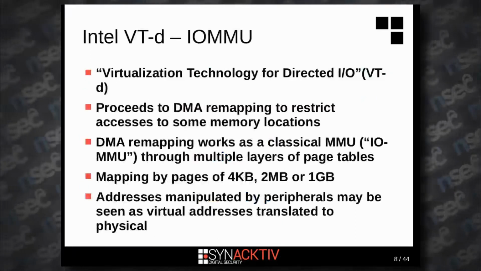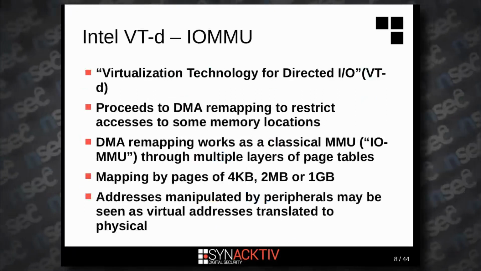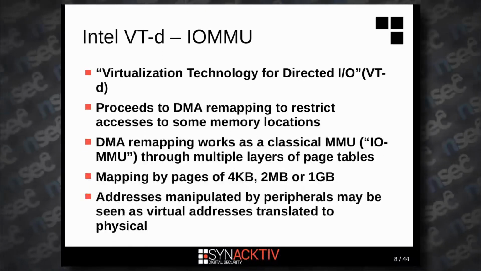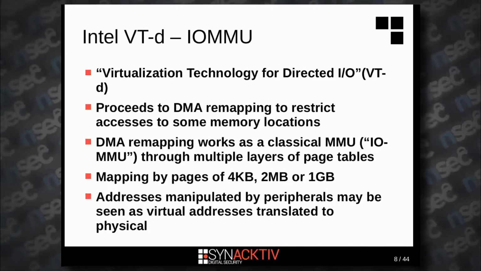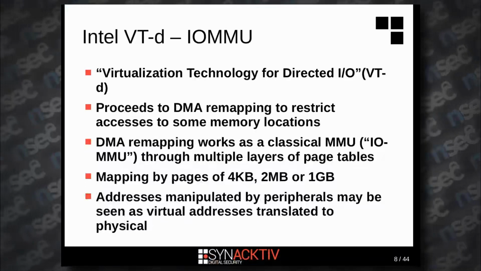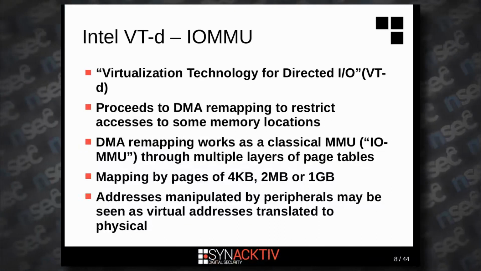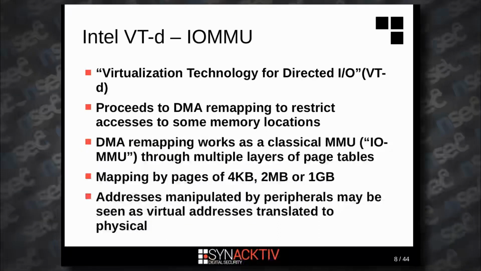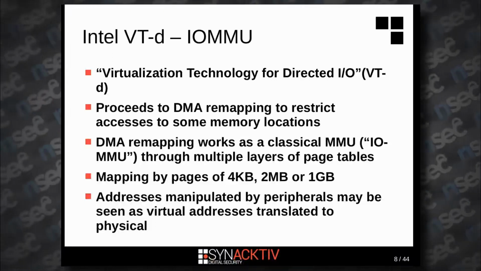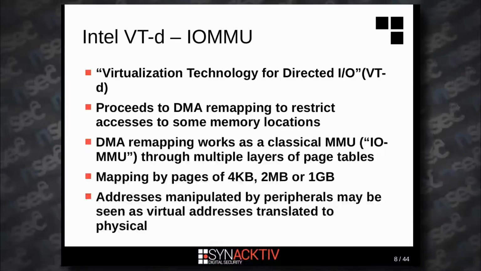Now we'll talk about the IOMMU. Intel implements what it calls Virtualization Technology for Directed I/O, which is also known as VT-d for short. Basically, this is the IOMMU stuff I will talk about. Its purpose is to proceed to DMA remapping in order to control which memory locations are reachable and by whom. This DMA remapping works as a classical MMU, thus the term IOMMU, in that it takes addresses manipulated by peripherals and translates them to physical addresses.